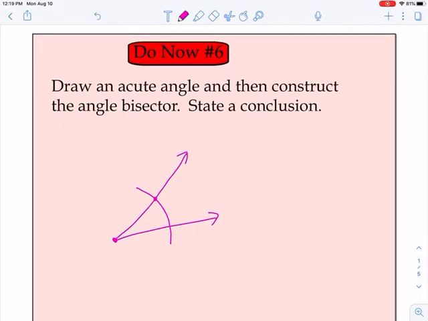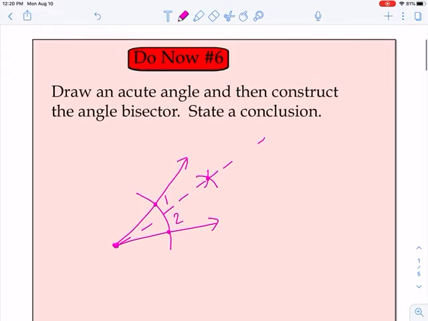And then put the point there, and you're going to make an arc out here. And then put the point there and make the same arc there. And then again, use a straight edge to connect this point with the point down there. And now there's your angle bisector. So to state your conclusion, if I call that angle 1 and angle 2, we can then say that angle 1 is congruent to angle 2.